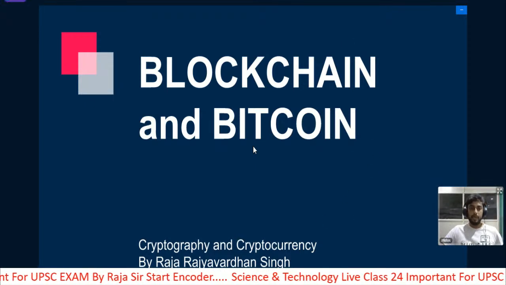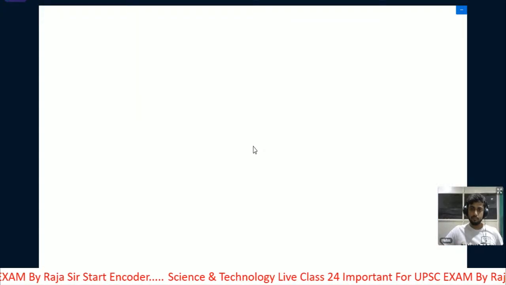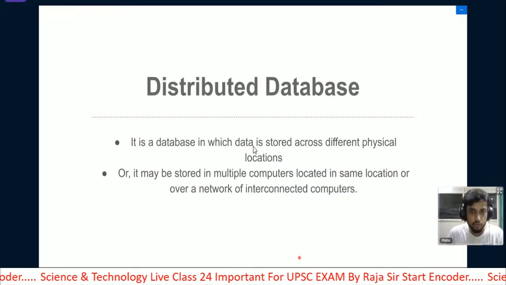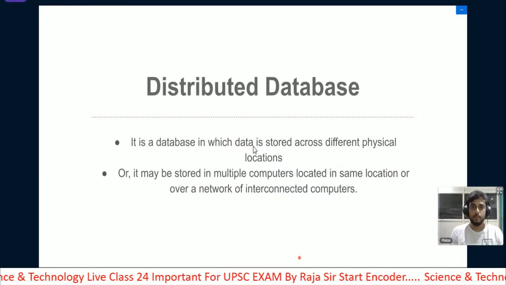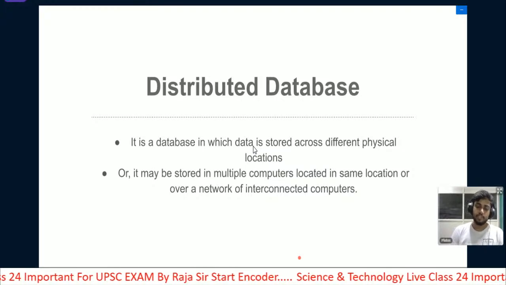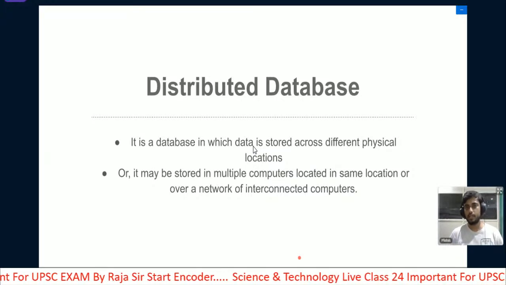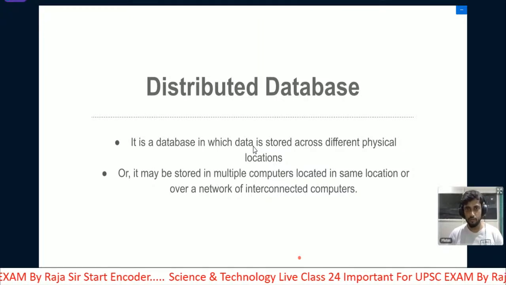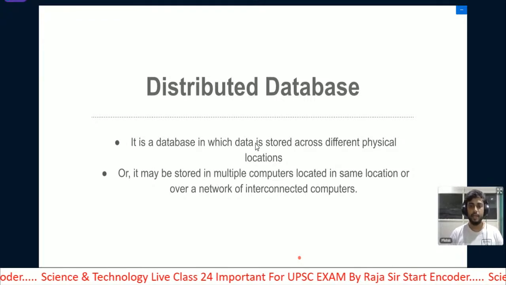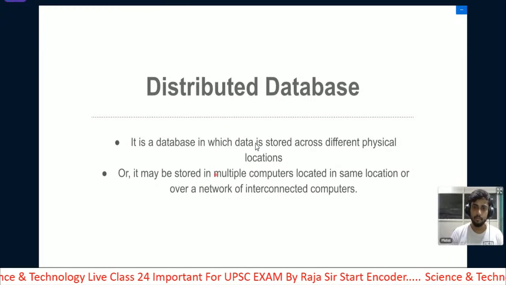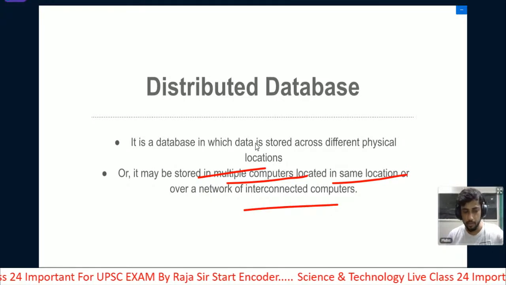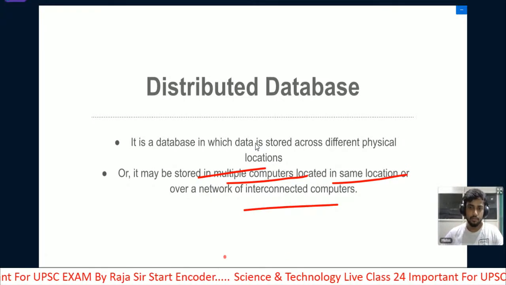The blockchain and Bitcoin. See, in case of the blockchain, I told you about the distributed database. A distributed database is a database in which data is stored across different physical locations. Data is stored in different computers at different physical locations, or at one location there are multiple computers in which we store the data. That is the meaning of distributed database. Very well.